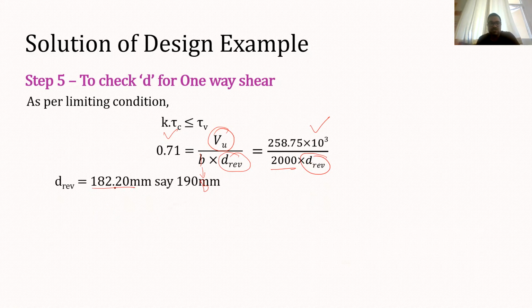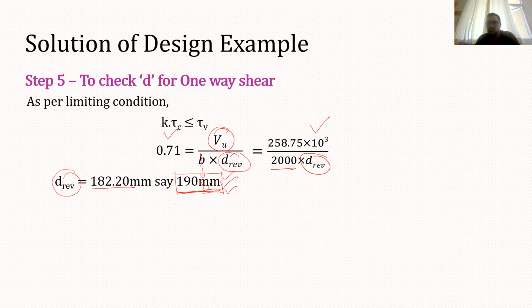So as per bending moment consideration it was 160. It is not sufficient for one-way shear. So as per one-way shear, the new D value is 182. And again, we round off this value to the higher side, which is 190 mm. So now onwards, we will be using this value. Now, we don't know whether this value will be sufficient for the next criteria or not. And the next criteria is we now have to check this D for the two-way shear criteria. So if it passes the two-way shear criteria, then it will be the final value.